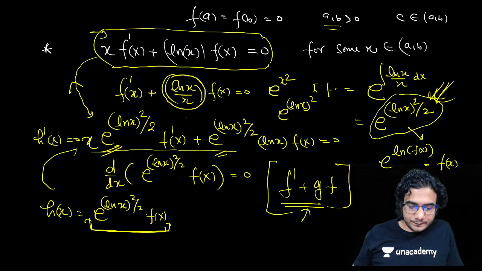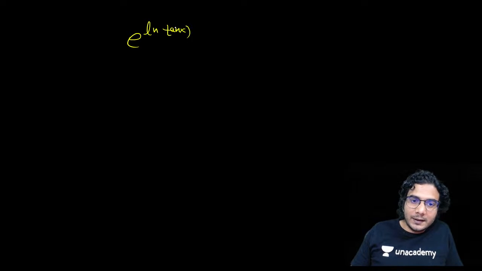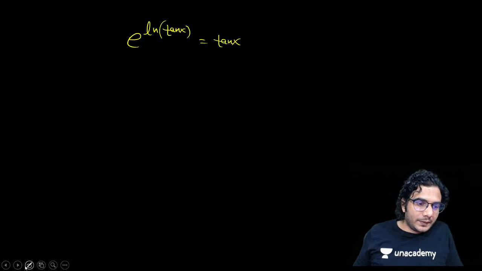Have you understood? No, nothing happens. If you are getting e raised to tan x, then it will be e raised to tan x only, right? You can't simplify it. But if you get e raised to ln of something, like ln of tan x, then you can write it as tan x. It's a simple property. So sometimes you'll get it like this. Okay, now you understood everything, huh?